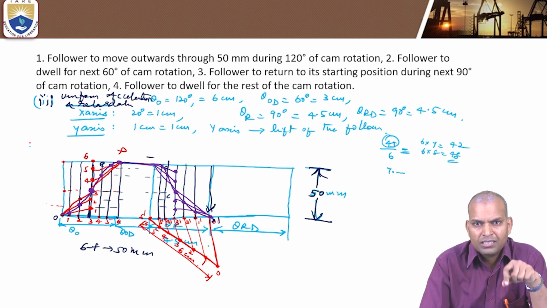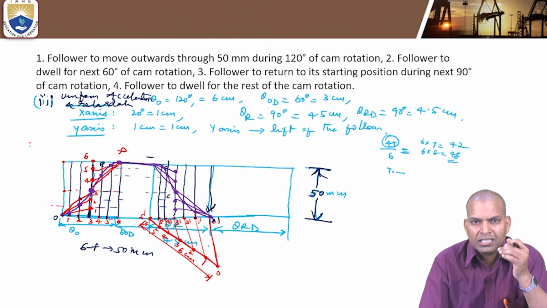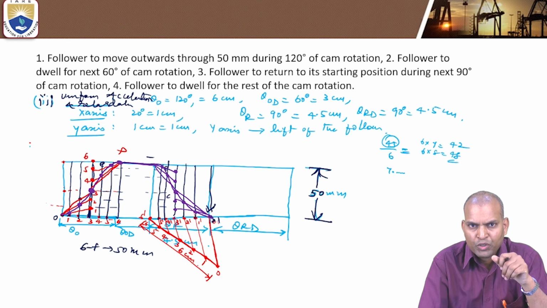Now, the key thing is that in outstroke and return stroke, the follower is having the same motions. If the outstroke is one type of motion and the return stroke of the follower is another type of motion, then how to draw the displacement diagrams, those cases will be studied in the next session of my class.